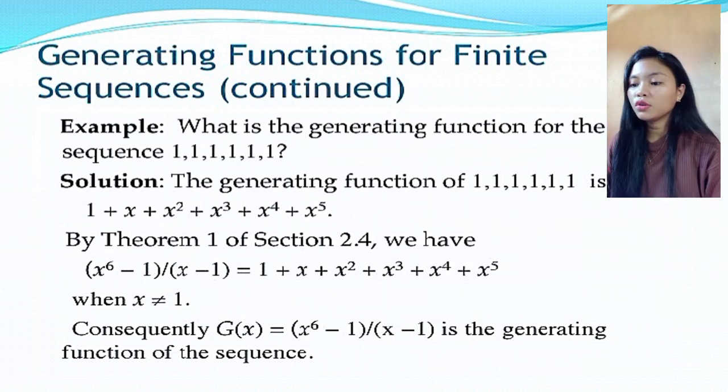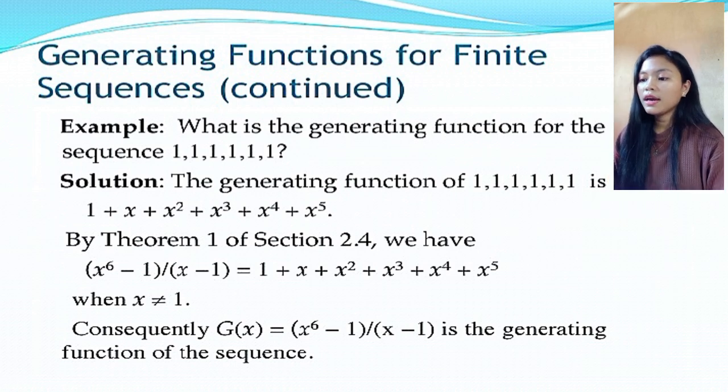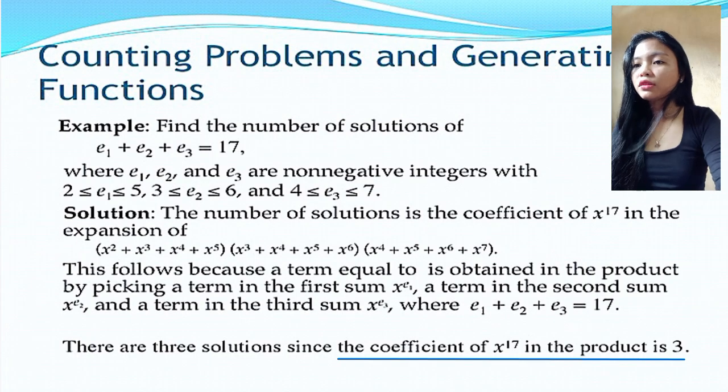So consequently, for this sequence of 1s, you can see that the generating function is G of x equals the sum of x^k, which is 1 over 1 minus x. Well, let's proceed to counting problems and generating functions.